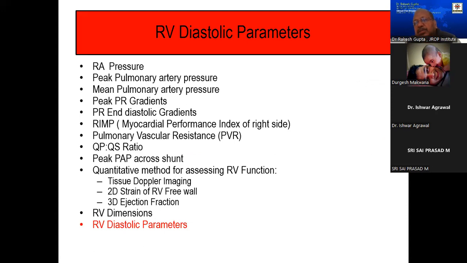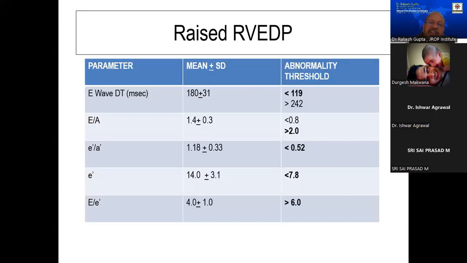Then before I close, we have talked about this again. We look at raised RV EDP. What do you mean by raised RV EDP? We look at the RV EDP raised by PR jet. As the LV relaxes, so does the RV relax. If RV pressure is high, it means the relaxation becomes poor. And we can look at these values by looking at the EA ratio. And the most important is the deceleration time of the E wave. Deceleration time less than 180, 119 is considered as abnormal.